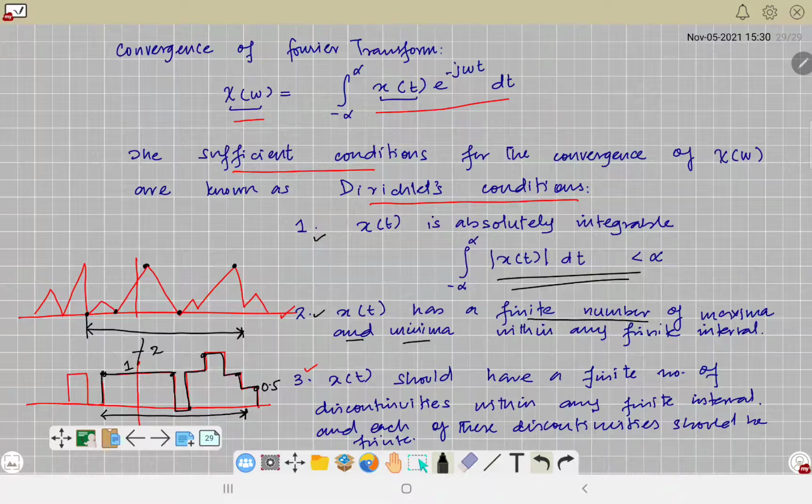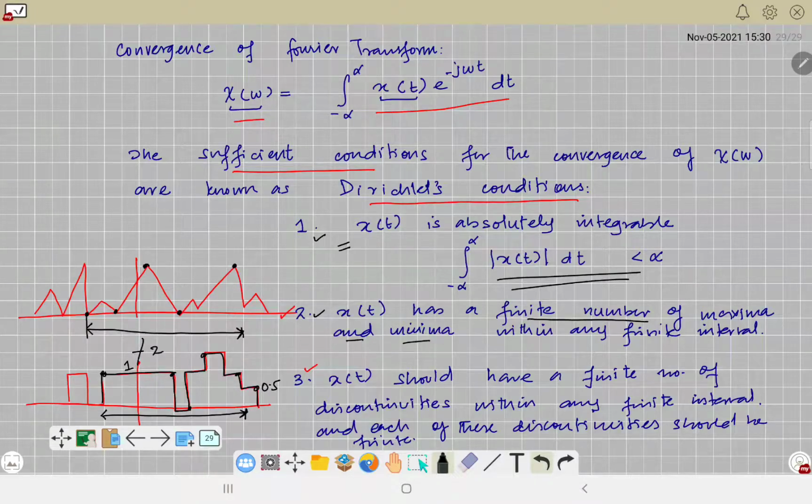It won't be infinite, it won't be undefined, it will be defined. But please remember, these are sufficient. There are cases wherein the signals may not satisfy one or two of the properties, for example, not absolutely integrable, but we are still able to find their Fourier transform. So these are sufficient but not necessary conditions. So this was in relation to the Fourier transform, that these three conditions have some significance.